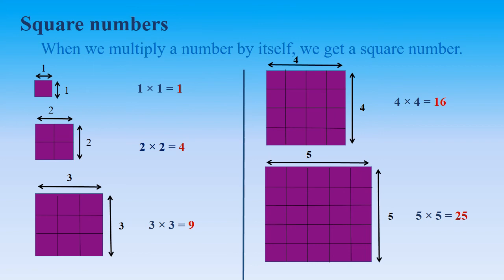Now 5. This side is 5, this side is 5. Then you have to multiply 5 by 5. When you multiply 5 by 5, the answer is 25. We count 1, 2, 3, up to 25. The answer is 25.